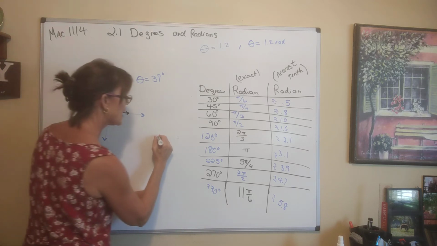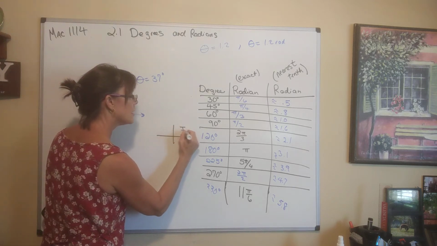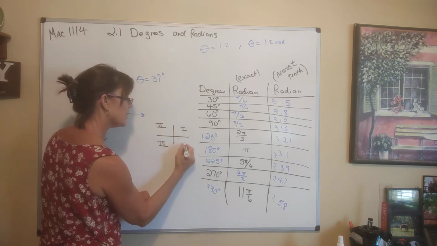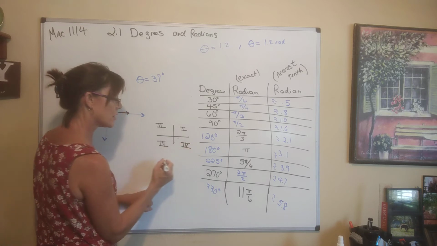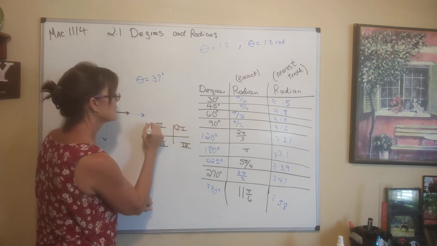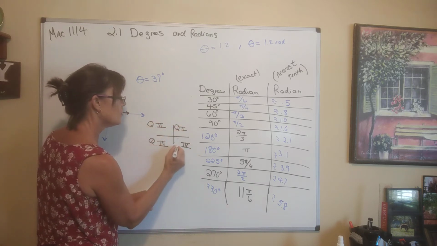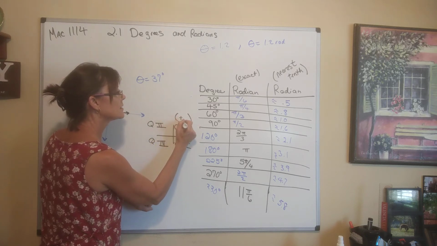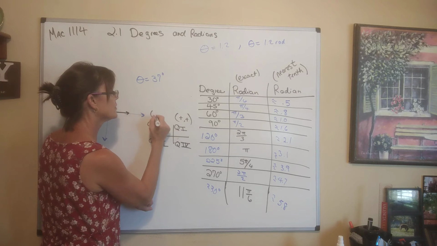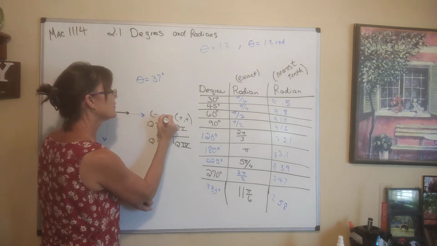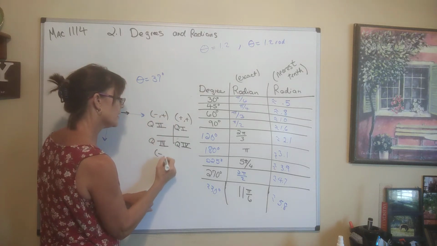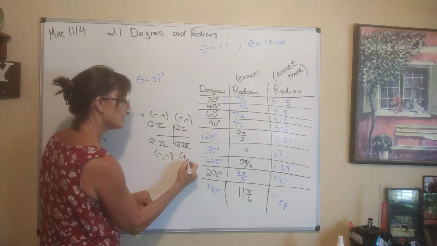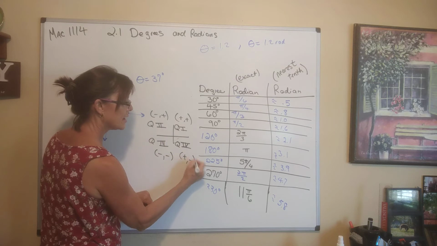And just as a reminder, this is quadrant 1, this is quadrant 2, this is quadrant 3, and this is quadrant 4. What's significant about each of these quadrants is that in quadrant 1, the x and the y are both positive. In quadrant 2, the x is negative, the y is positive. In quadrant 3, both the x and the y coordinates are negative. And in quadrant 4, the x is positive and the y is negative.